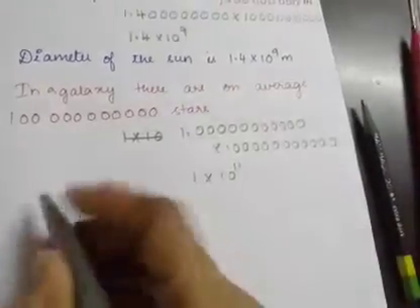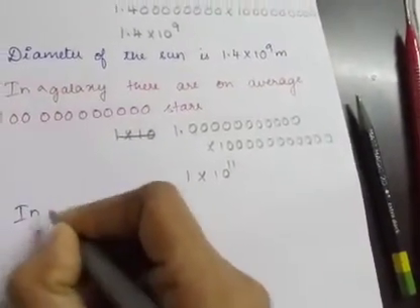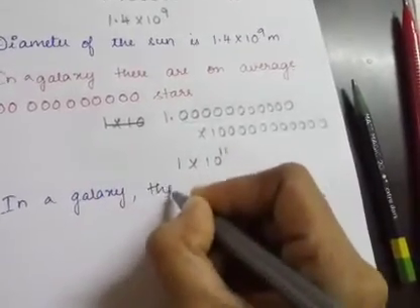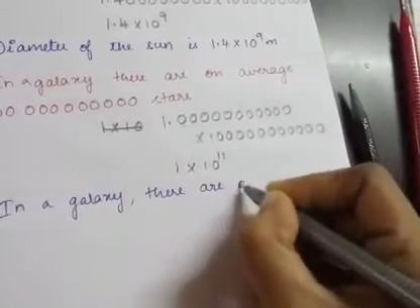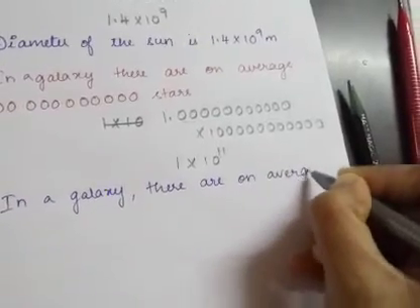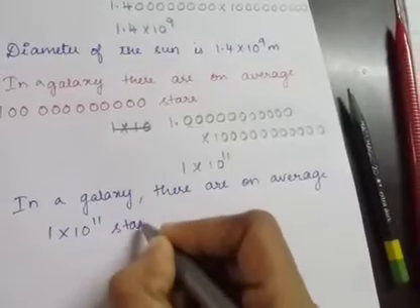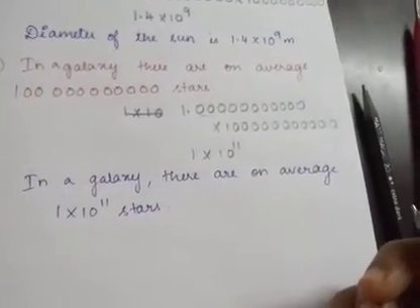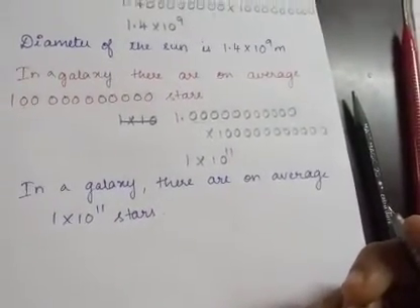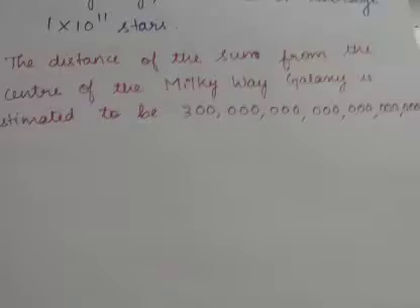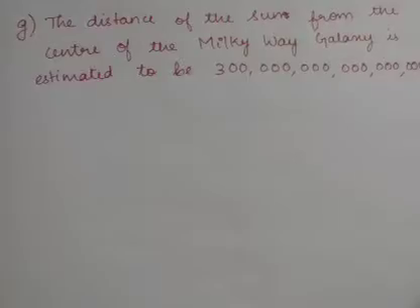So you can write the answer. Okay, in a galaxy there are on average 1 into 10 power 11 stars. On average they are saying, children, in a galaxy there are on average 1 into 10 power 11 stars. Understood? This is your G problem. F problem is your homework.